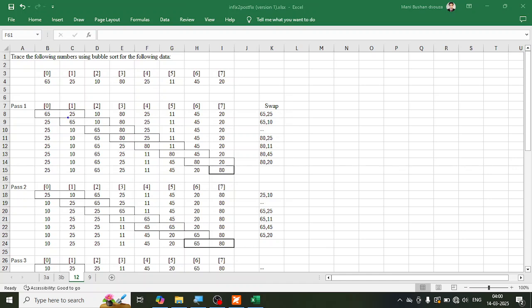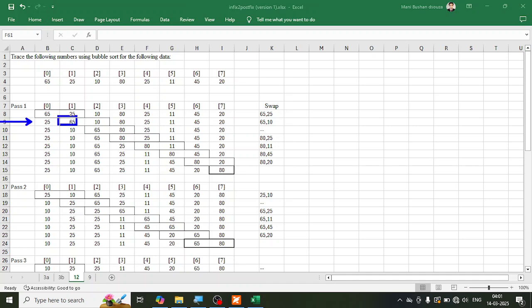What is the meaning of saying you swap the elements? The positions of 65 and 25 are interchanged. So you bring 25 to the first position and 65 to the next position. And then you go to the second iteration.